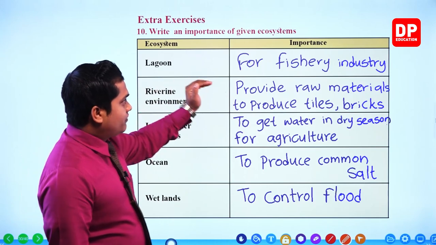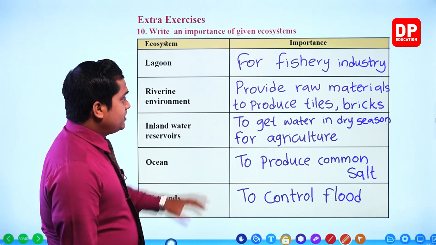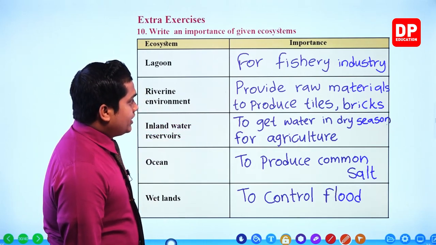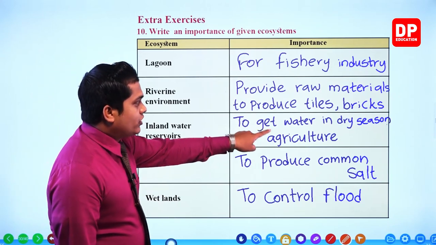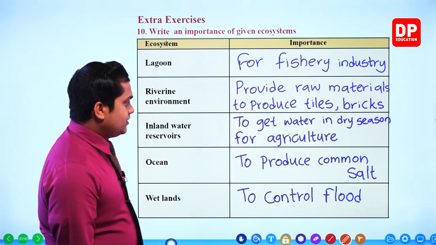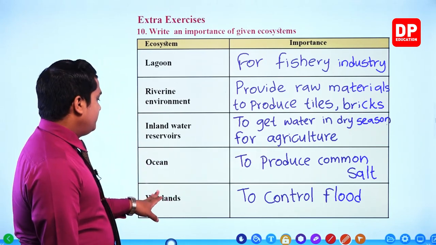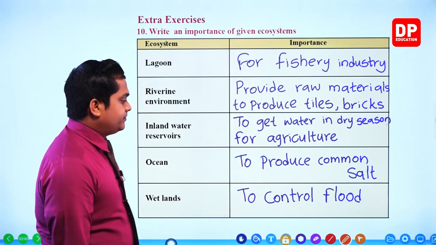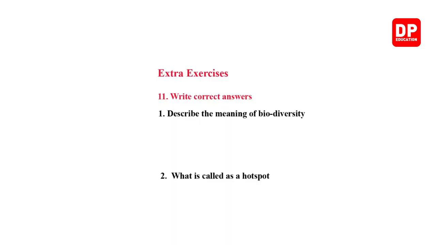Number one, lagoon: for fishery industry. Riverine environment: provide raw materials to produce tiles and bricks. Inland water reservoirs: to get water in dry season for agriculture. Ocean: to produce common salt. Wetlands: to control flood. Right then, let's move on with the next question, question number 11. In question number 11, you have been asked several questions, and you have to answer these questions.